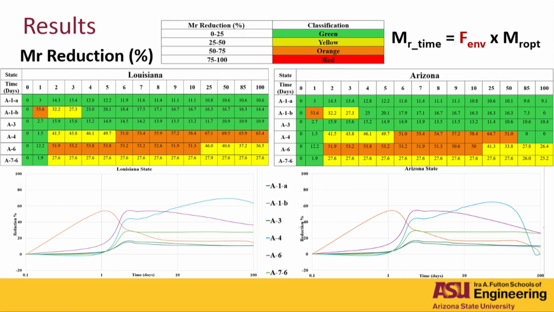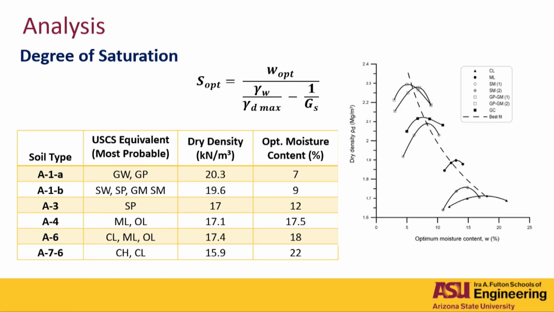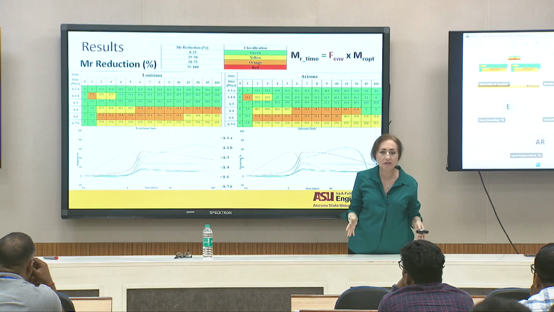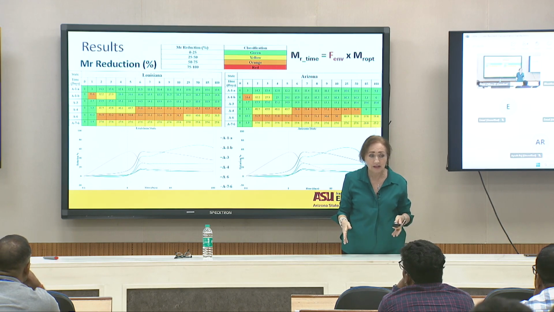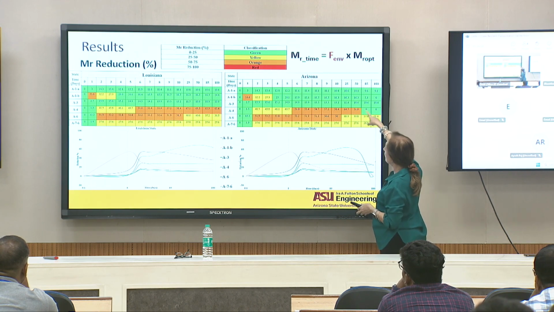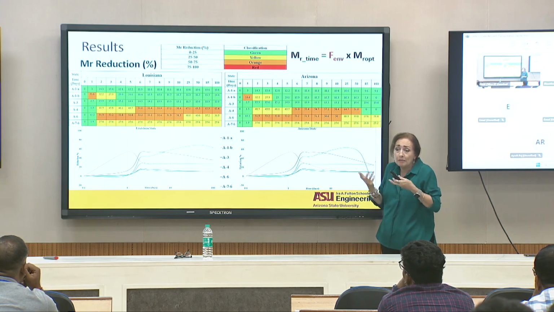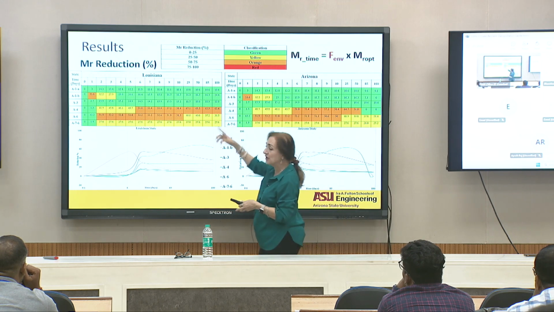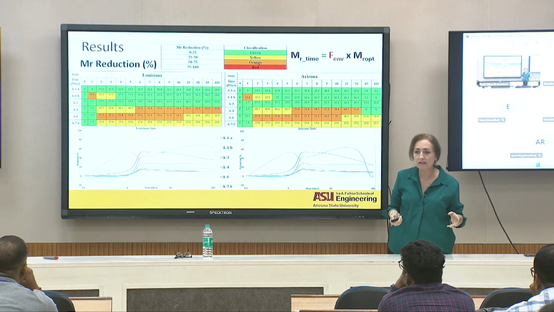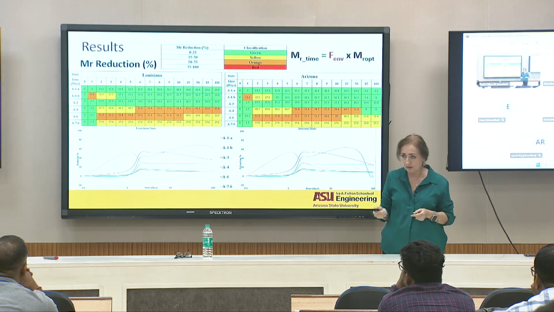But when you get into the A4, A6 soils, which are silty clays, low plasticity, silty clays, you get a lot of reduction. You get into the 65, 70% reduction in resilient modulus, okay? And some of them will recover a little faster, right? It will recover faster in Arizona because you have more evaporation, right? Than in Louisiana, where you have less evaporation rate, all right? So you can make decisions with this kind of data all the time.